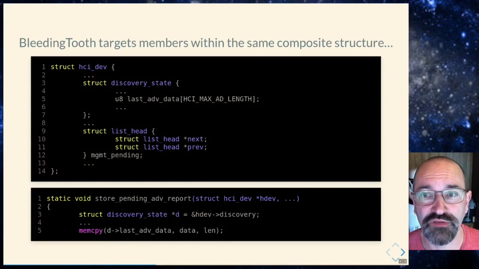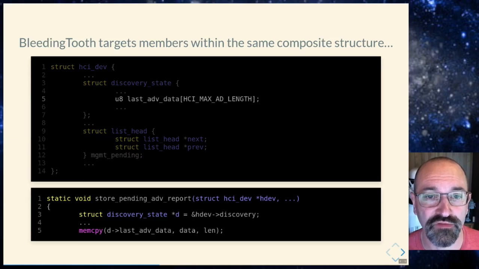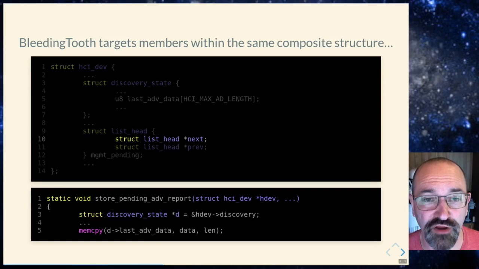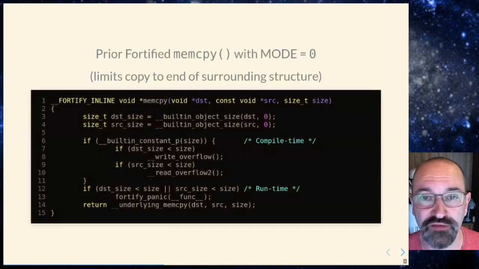Diving into BleedingTooth a little bit more, you can see exactly the problem here, because what was being targeted was this last advertising data, which was an array, HCI_MAX_AD_LENGTH. As an attacker, you could overflow that and keep writing until you hit this list pointer that was still inside the enclosing structure. So composite structures are considered the enclosing structure, even outside of the internal discovery state struct. There was a list head struct, and you could still write to it, because in mode 0 for __builtin_object_size, it's looking at the entire size of struct hci_dev. And tightening that is what's needed.